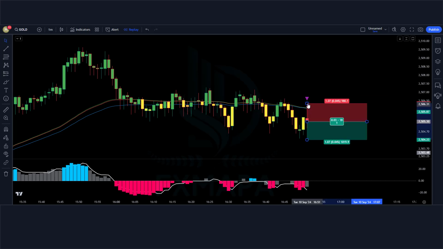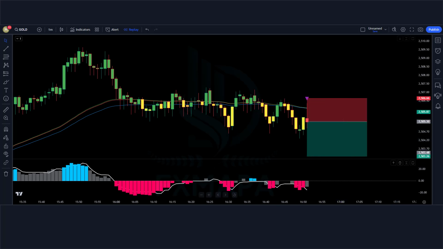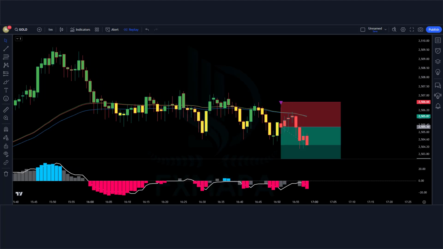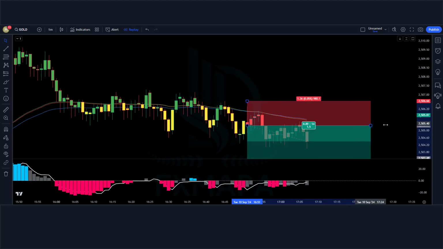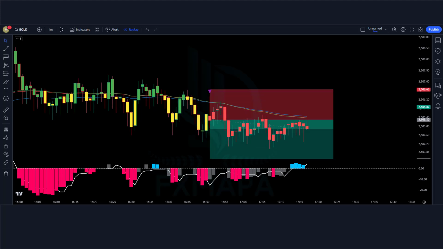Our stop loss will be placed at the previous market higher level. And the risk to reward ratio will be 1:1.5. Let's see what happens to our trade. Our trade is running in profit.